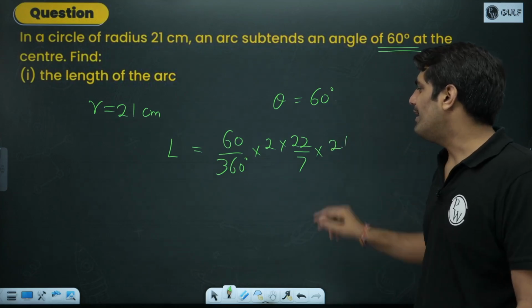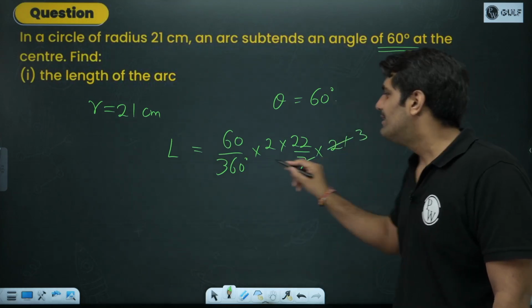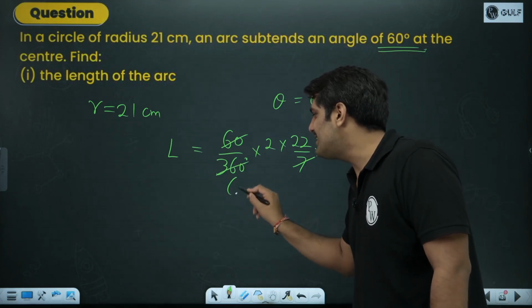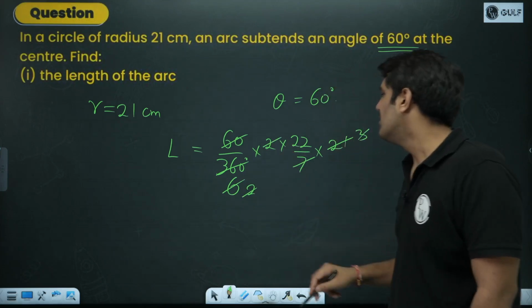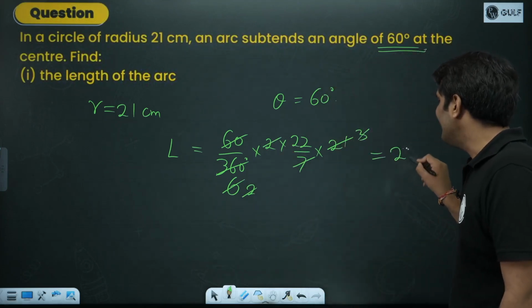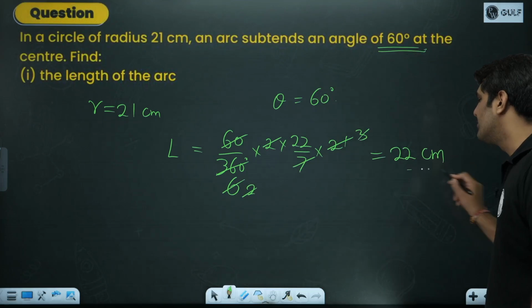Simple. By 21, this cancels out this 3 times. This cancels out this how many times? 6 times. So again 3 cancelling out 6 2 times. 2 cancelling out 2 over here. What is left? 22. So 22 centimeter is the length of the arc.